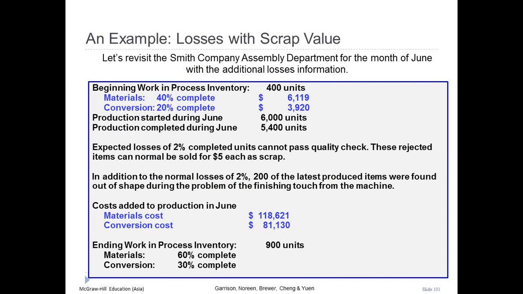So let's use an example. We use this information to calculate the equivalent units earlier, and here we have added the dollar amount in the beginning work in process inventory and the material and the conversion costs incurred during June. So let's begin the process of calculating the cost per equivalent unit for June.